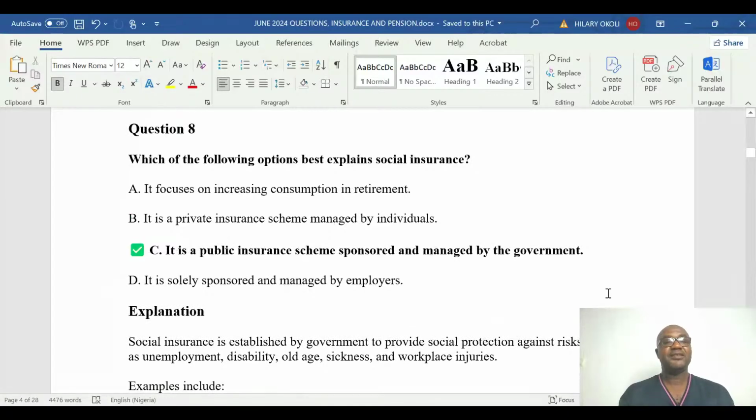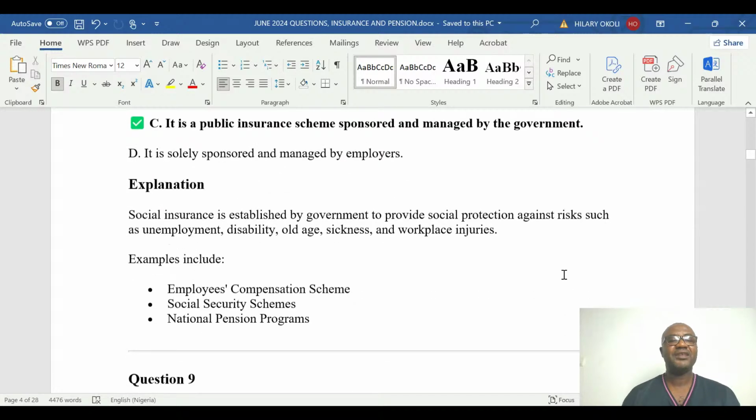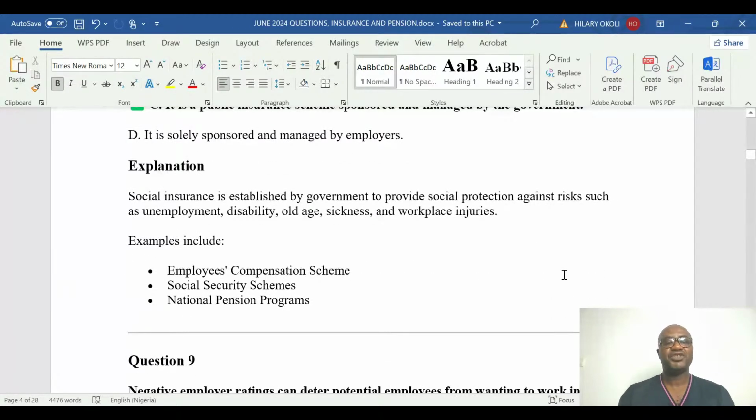Okay, the next we are looking at is 8. Which of the following options best explains social insurance? We have come across this in yesterday's discussion. What applies here regarding social insurance is that it is a public insurance scheme sponsored and managed by government. We have many of them. There are so many. Even the National Pension Program is also a social insurance scheme. Social Security Scheme, even Employee Compensation Scheme, they're all social insurance.